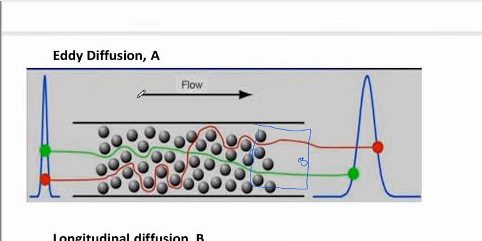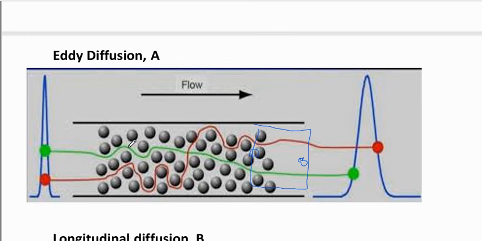What increases factor A is if the particle sizes are not even. If you have uneven particle sizes, it creates different paths in the column. And when that creates different paths in the column, it leads to different directions being taken by the same atom of the analyte in the column. If I have different paths being taken due to uneven particle sizes, then I'm going to cause eddy diffusion.